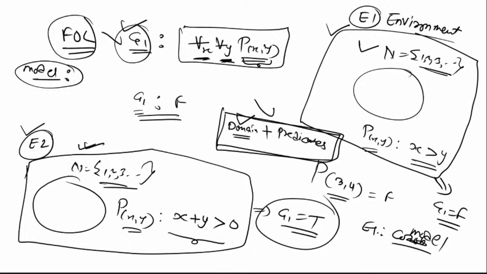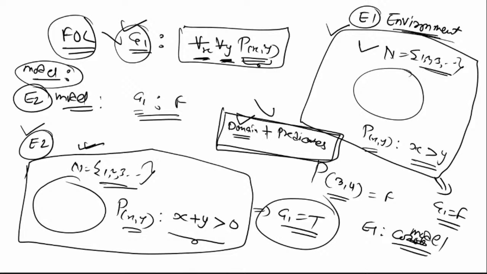What is the definition of countermodel? A countermodel is an environment in which our formula is false. And what is a model? A model is an environment in which our formula is true. So for example, for this formula G1, this environment E2 is a model. Now we have the definition of model, and the definition of interpretation. Remember this, either we can call it environment, or we can call it interpretation. Most of the books actually call it interpretation.